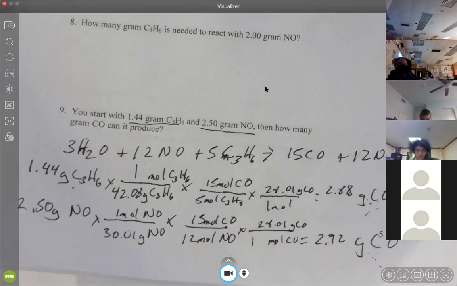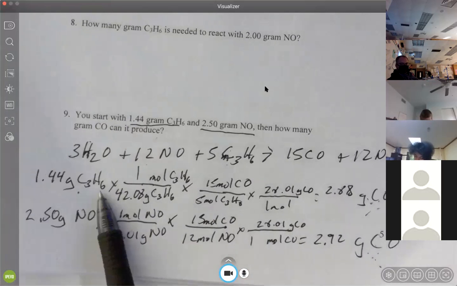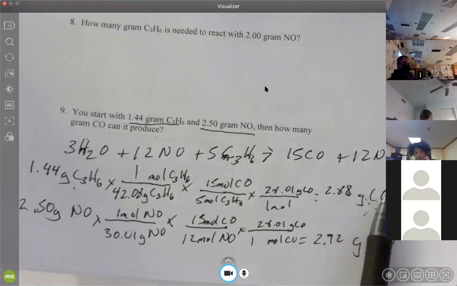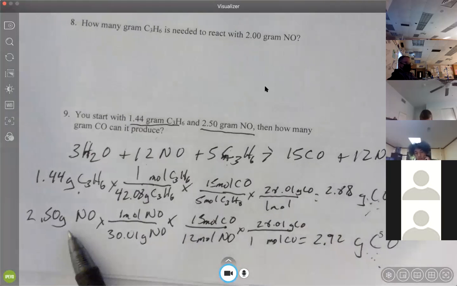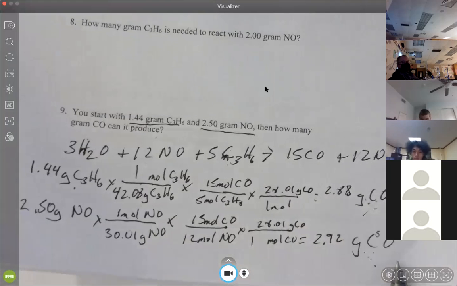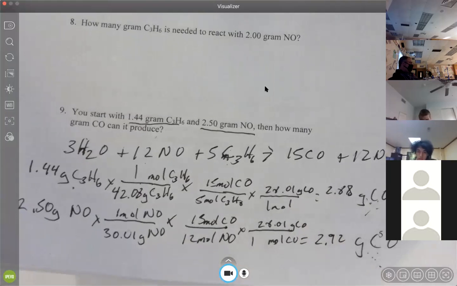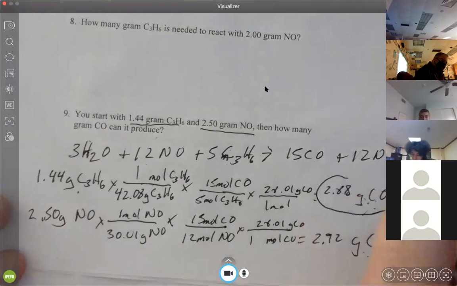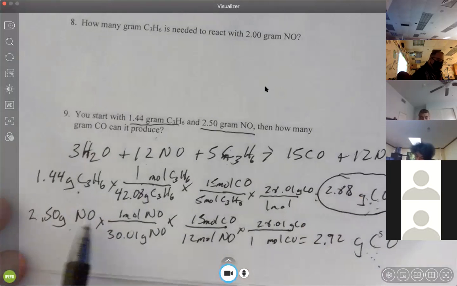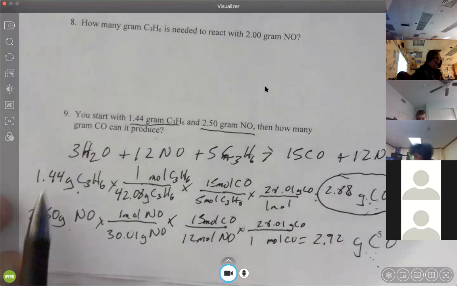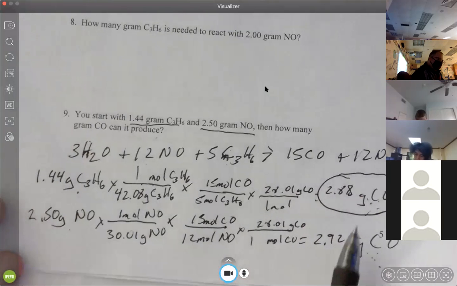It's 2 separate amounts. This amount of propane can make 2.88 grams of carbon monoxide. This amount of nitrogen monoxide can make 2.92 grams of carbon monoxide. How much can we truly make? 2.88 grams of carbon monoxide. We can only make 2.88 grams of carbon monoxide. Even though we have enough nitrogen monoxide to make more than that, we don't have enough propane. So after you figure out both amounts that can be made, you pick the one that is less.